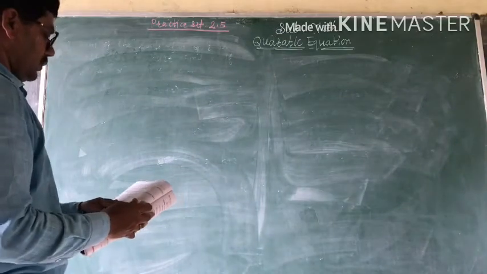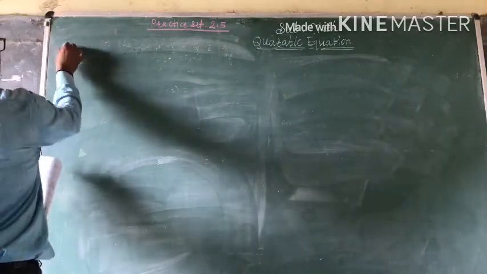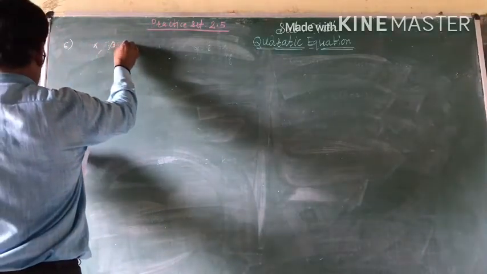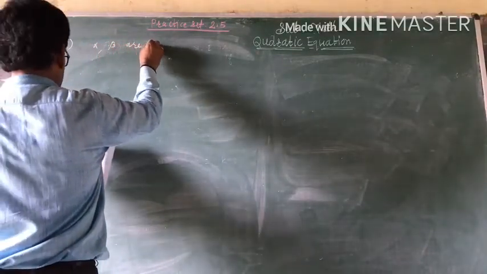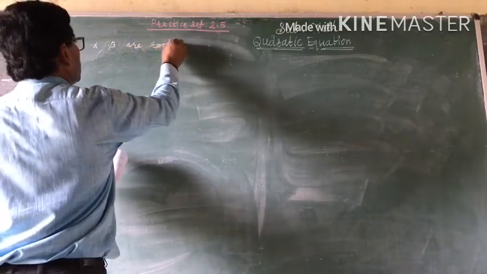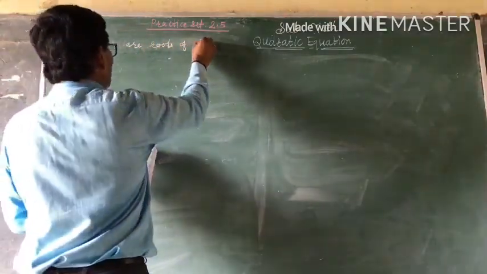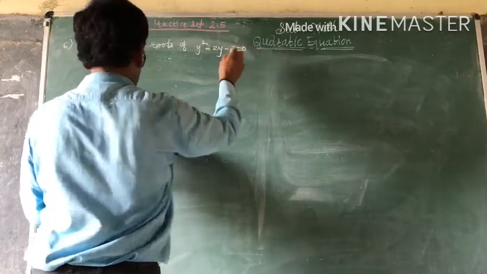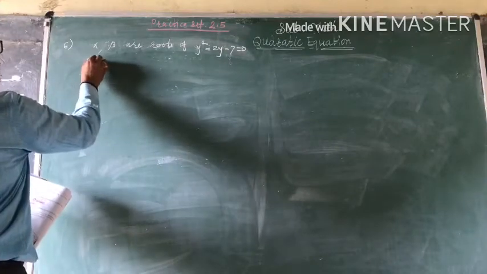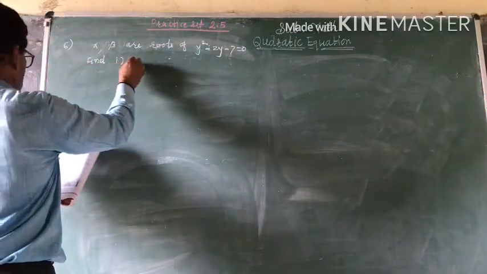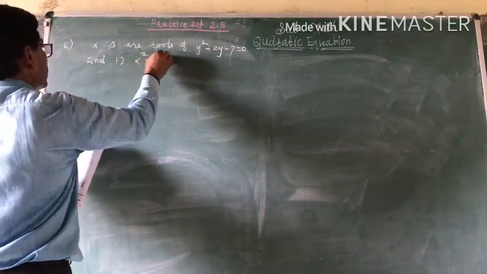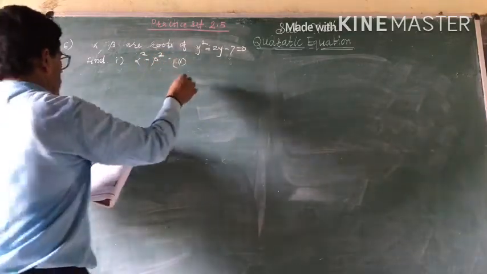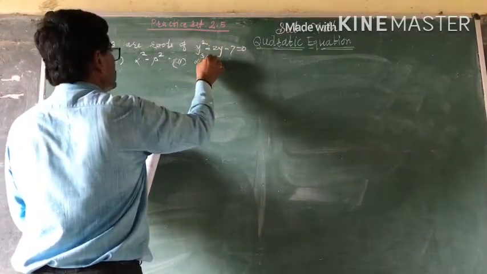Alpha and beta are the roots of y square minus 2y minus 7 is equal to 0. Find number 1, alpha square minus beta square. Number 2, alpha cube plus beta cube.